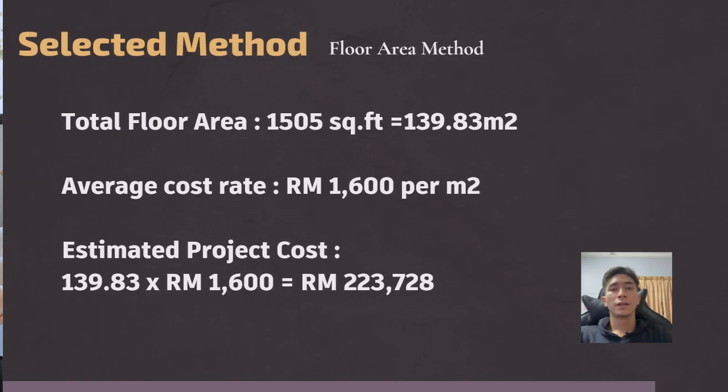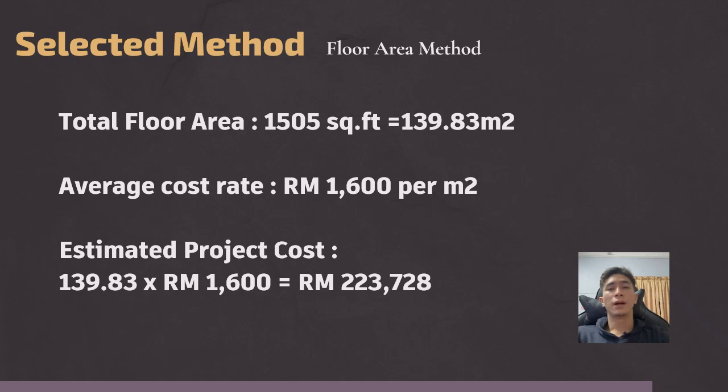For this project scenario, I applied the floor area method, as it is suitable for early stage estimating when the total floor area is known. According to Appendix 2, the grand total floor area of the proposed building is 1,505 square feet, which is approximately 139.83 square meters. Using the average construction cost rate of 1,600 ringgit per square meter, the calculation is straightforward.